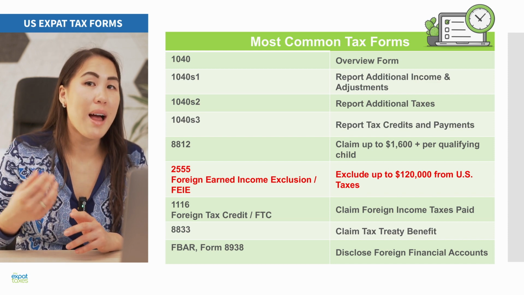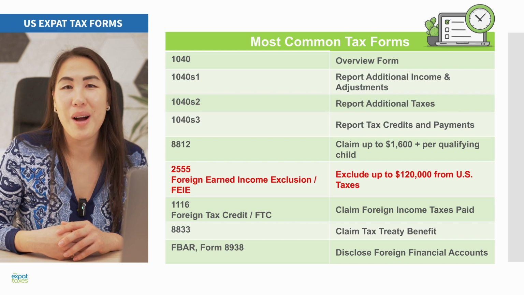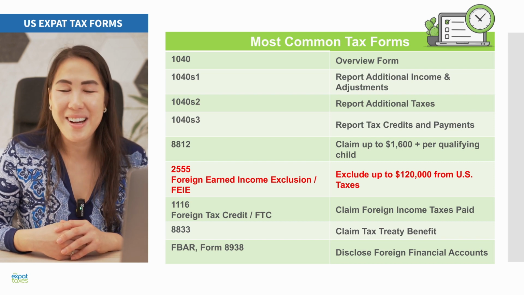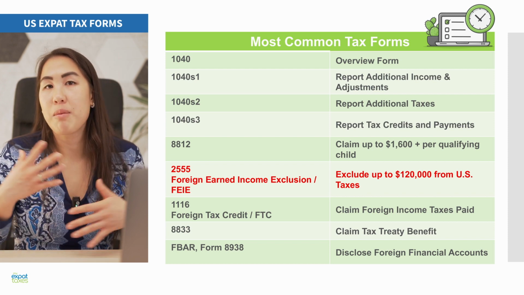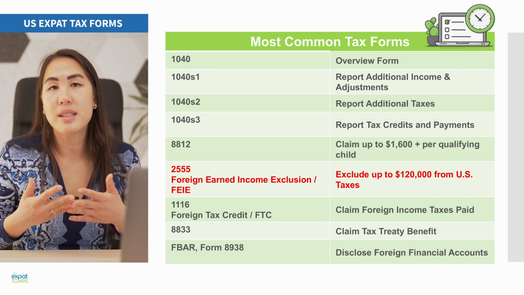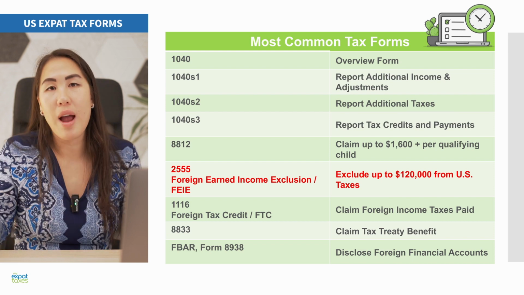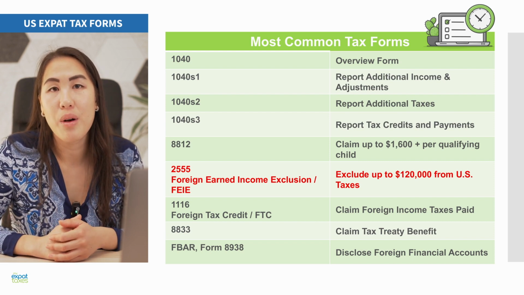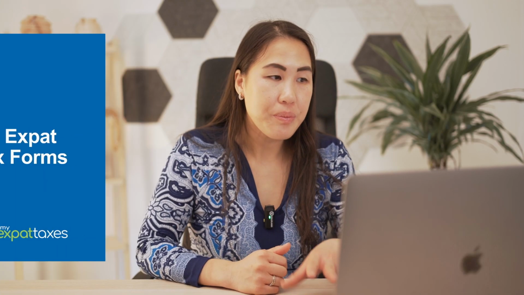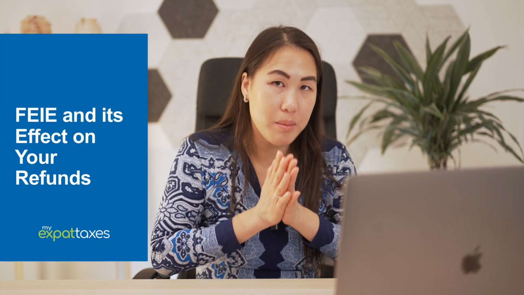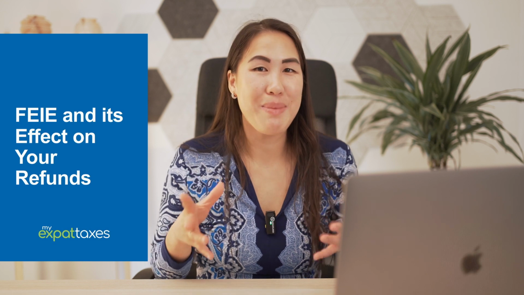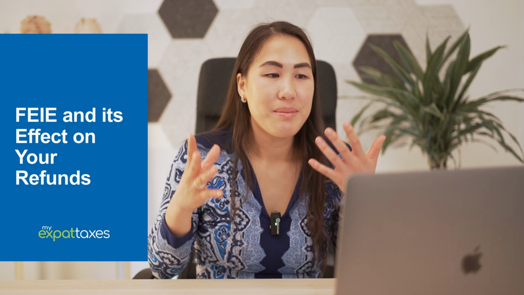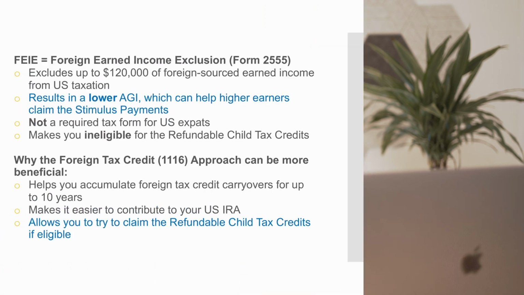2555 is kind of this red flag form that says, okay, this is definitely why you're not going to be getting any child tax credit or any refundable child tax credit. And then 1116 is to claim foreign tax credits, 8838 is to claim treaty benefits, and of course, your FBAR and FATCA forms if you have to file those additional forms. So, foreign earned income exclusion, probably the most commonly used expat tax benefit. Is it worth it? So, it depends.